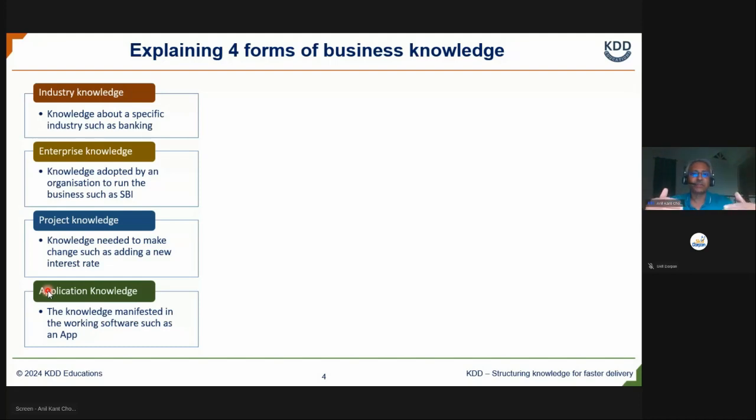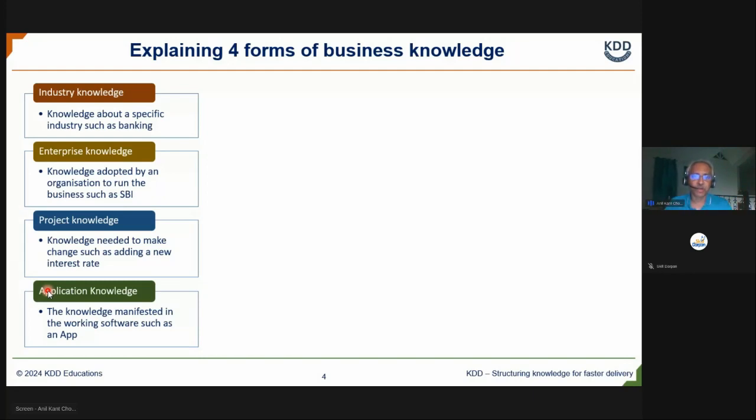When that knowledge is adopted and instantiated by a particular enterprise, for example, let's say SBI. Now, SBI is a bank. So when SBI adopts those knowledge from a banking industry and customizes it for its own use, the knowledge of SBI's business processes and all of that is called the enterprise knowledge. That's also business knowledge, but it's very specific to that particular enterprise.